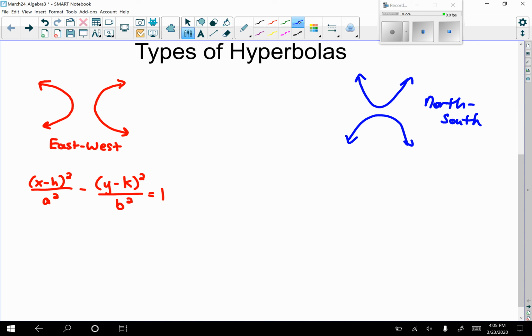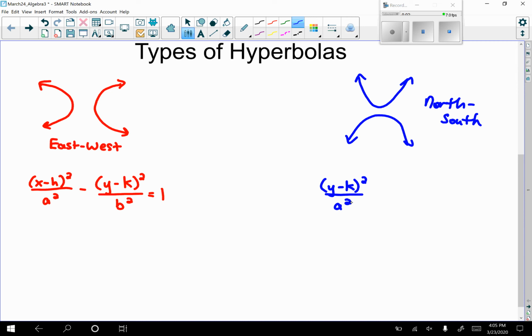However, when we go to look at a north-south, remember with an ellipse that a squared was larger? Well, that's not the case here. A squared and b squared, our denominators stay put. It's our numerators that change. So when we're looking at a north-south, it's the y that goes first. So we'll have a y minus k squared first.